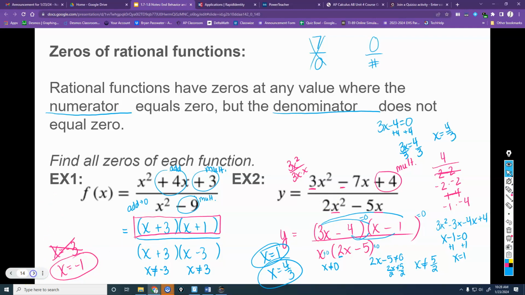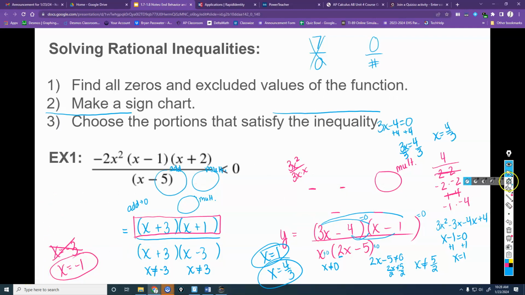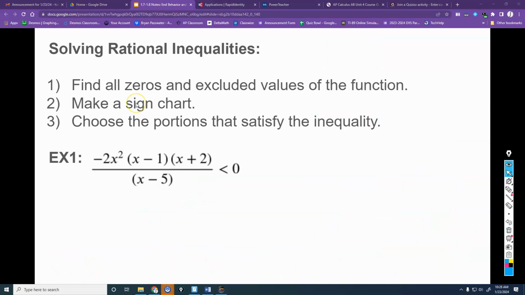All right, let's look a step further. We need to solve some rational inequalities. These are going to be a lot like the polynomial inequalities. We're going to use that chart for it. The first thing we want to do is find all zeros and excluded values for the function. So zeros are in the top, excluded values are in the bottom, right? I'm going to put a little note right here. This comes from the top, and this comes from the bottom.